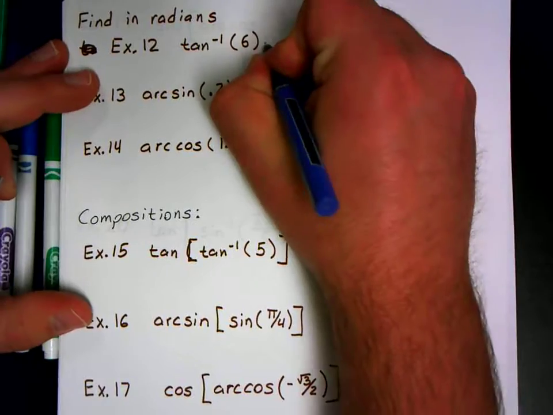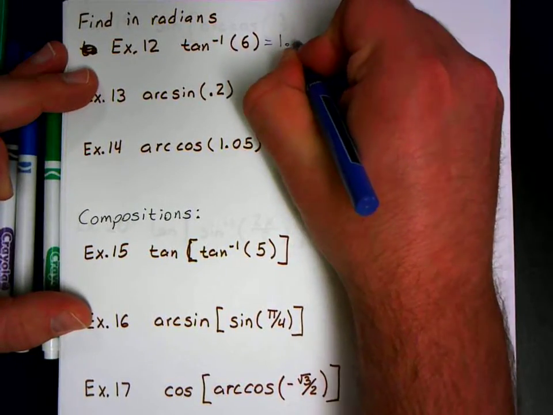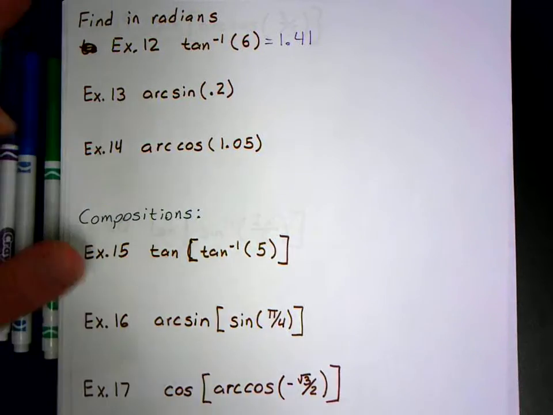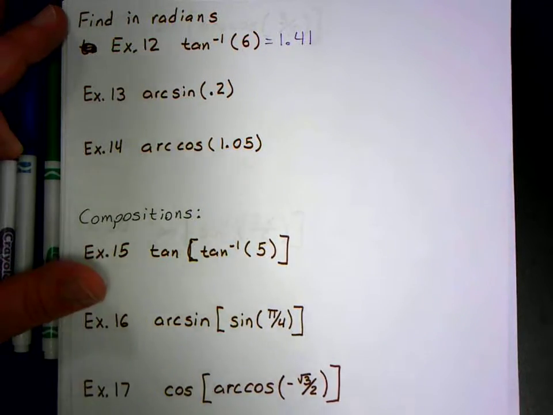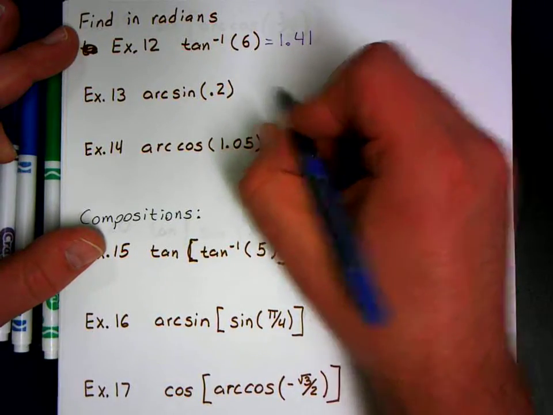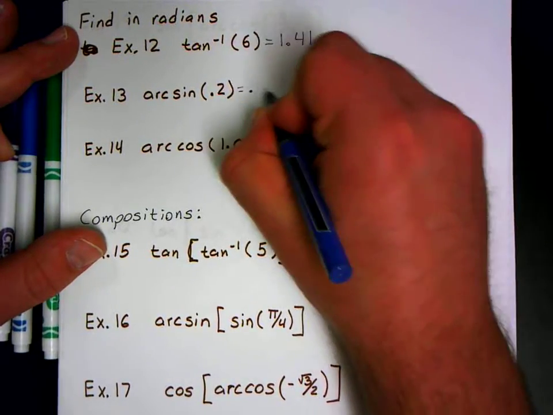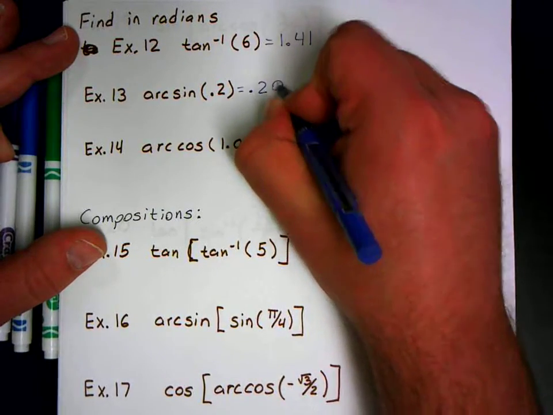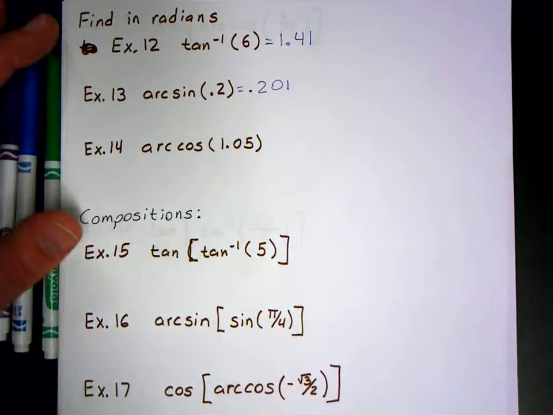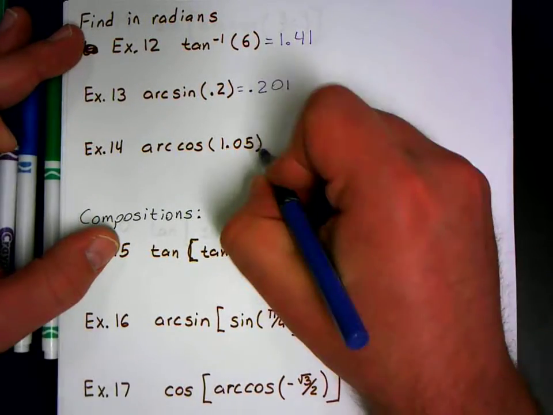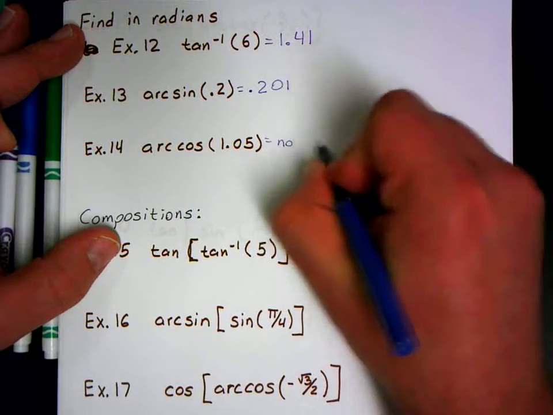So this one should be 1.41. This one should be 0.20. That's funny. And this one should be no solution.